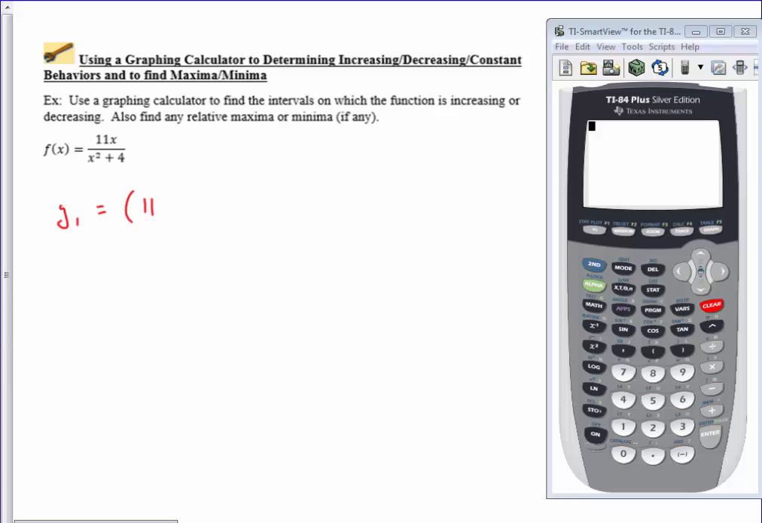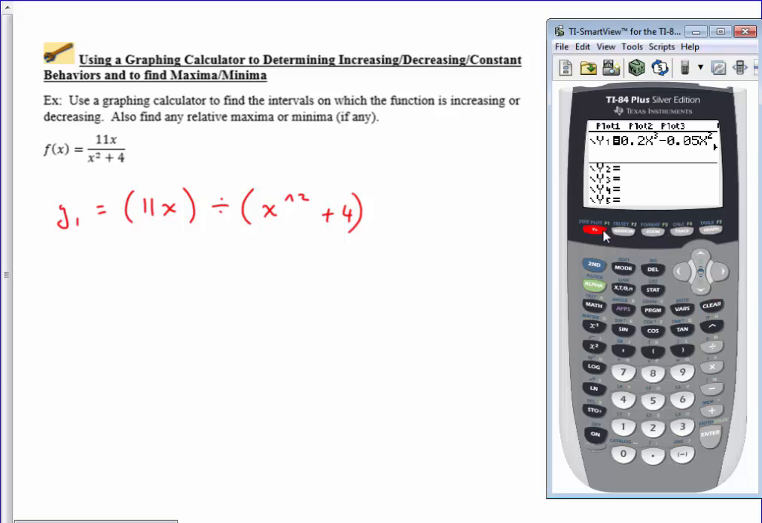So this should be typed in as parentheses 11x, close parentheses, and then division, open parentheses, x raised to the second power plus 4, close parentheses. So let's go do that on the calculator. If you have a function already entered, clear that function out. I'll do open parentheses 11x, close parentheses, divided by, open parentheses, x raised to the second. I have to right arrow, and then plus 4, close parentheses.